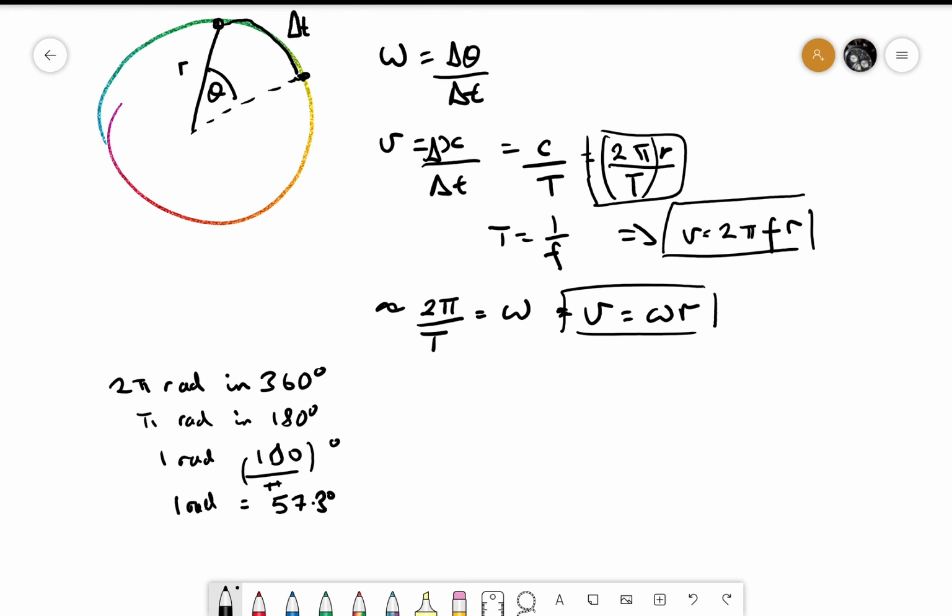So that's interesting. But if we keep it in 2 pi over T terminology, then we're just measuring the angle in radians, and it doesn't make any difference. So don't bother to convert to degrees unless you're asked to. What else can we do?